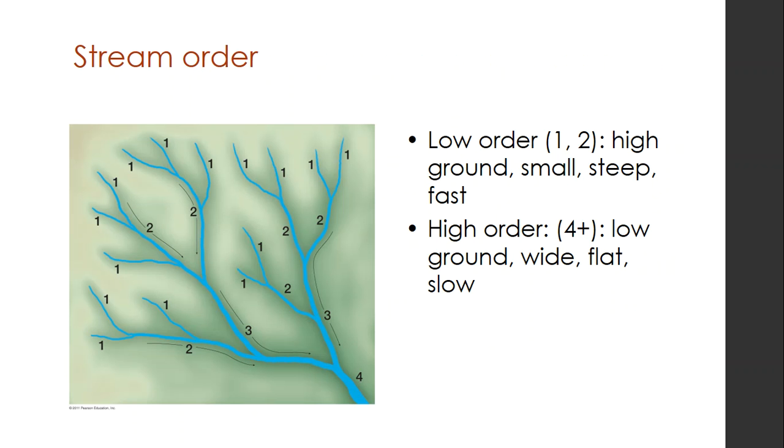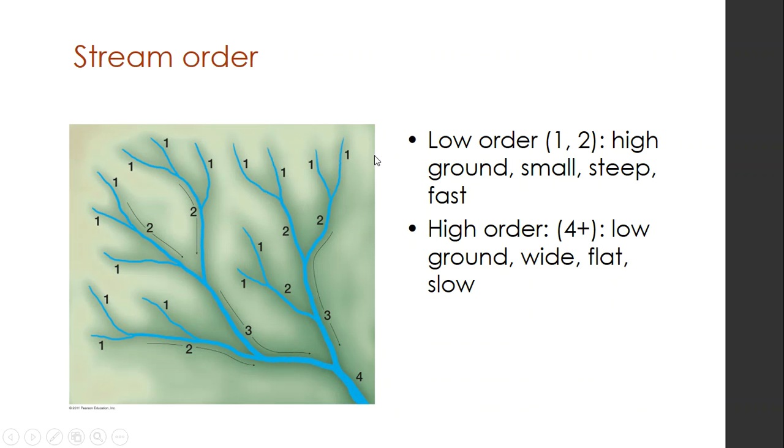Stream order is this idea that low order streams, or those beginning streams, happen on high, steep ground, and the water is moving very, very quickly. So this is where your highest elevation is going to be. These low order streams, this water is going downhill pretty fast. It is eventually making it into 2s, 3s, 4s. These high order streams happen on low, flat ground, and they're often slow. They're wide rivers. They tend to be meandering. All of these streams are eventually making it into here.